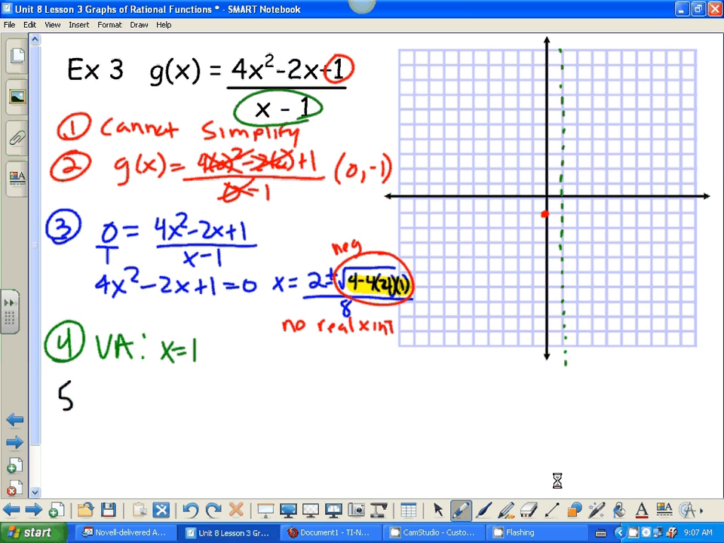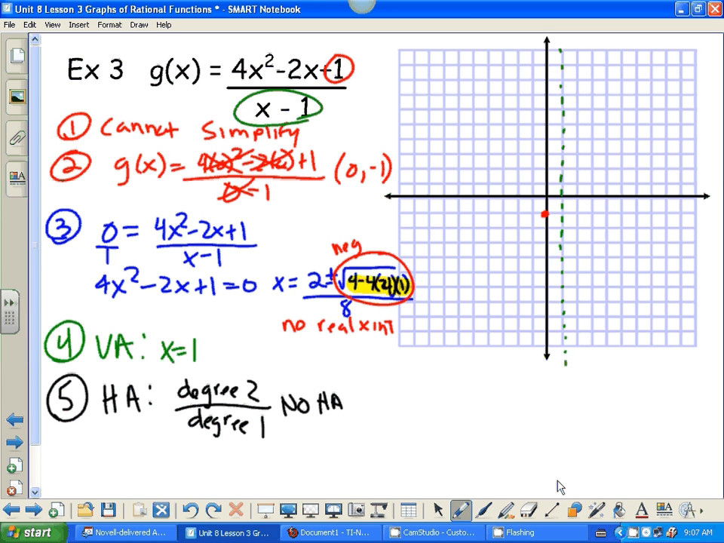Fifth step, I am going to look at the horizontal asymptote. Well, the degree of the numerator is 2. The degree of the denominator is 1. Therefore, I do not have a horizontal asymptote. However, you need to go one step further. The degree of the numerator is exactly 1 more than the degree of the denominator.